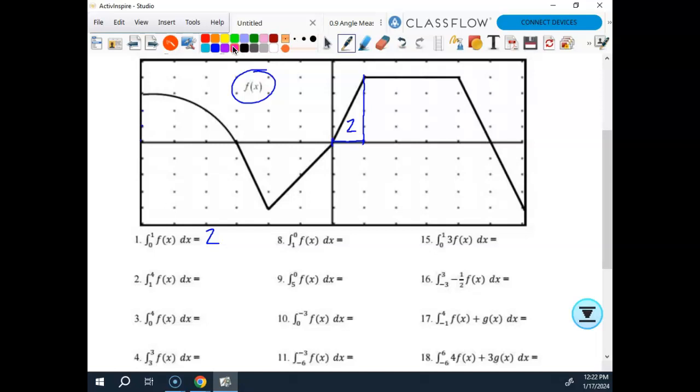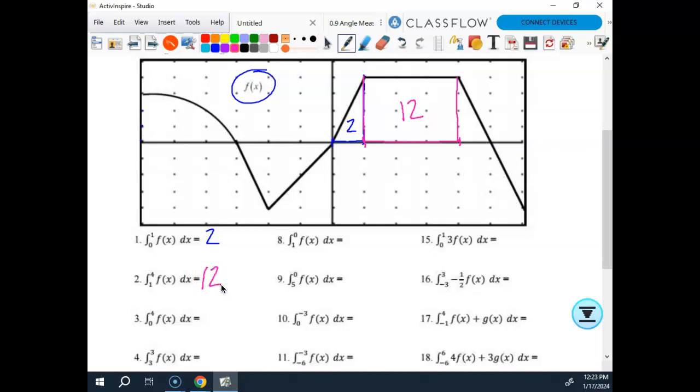Okay, so I want the integral from 1 to 4, so from 1 to 2, 3, 4 of f of x dx. So that means I'm going from here to here, and I want this area, going from 1 to 4. So the base is 1, 2, 3. The height is what? 4.